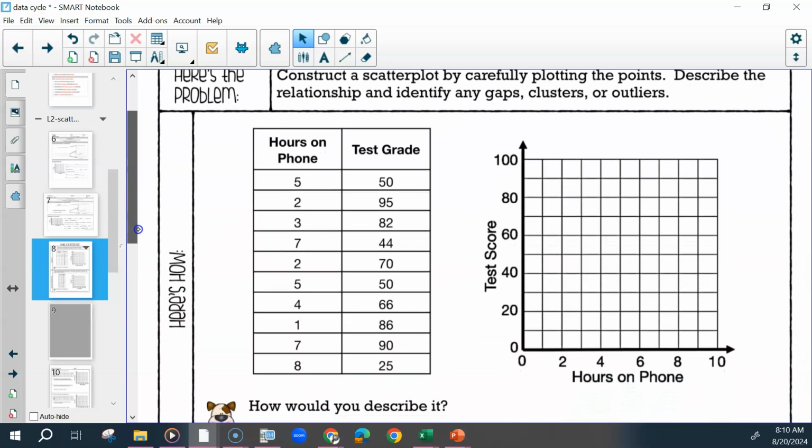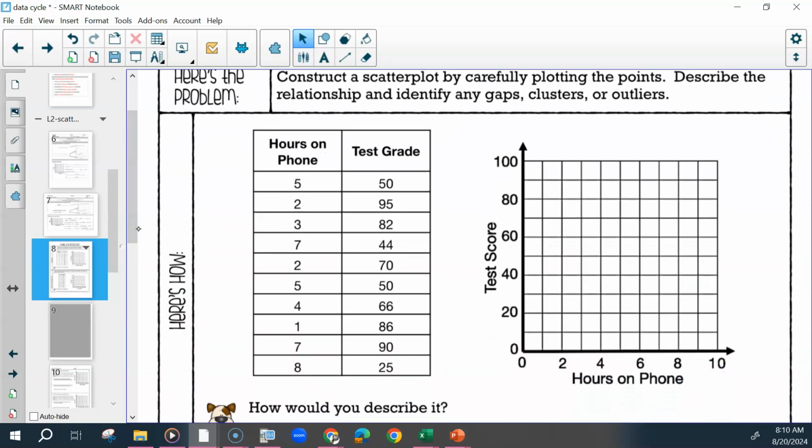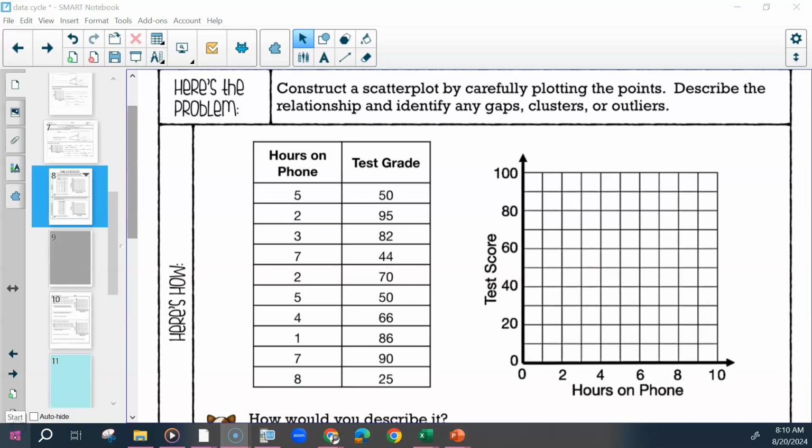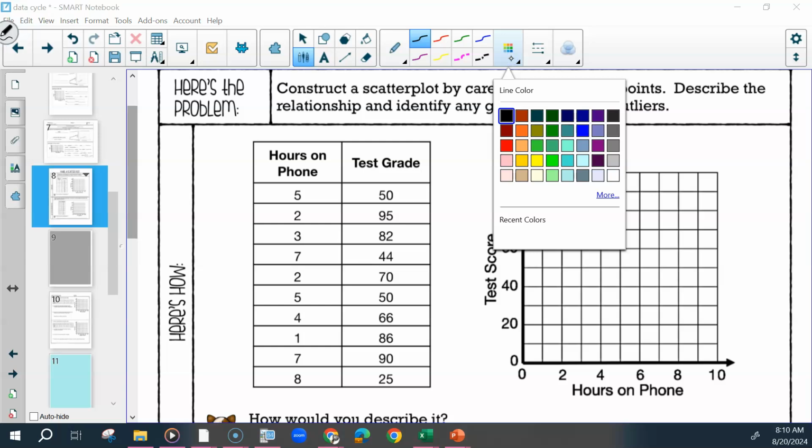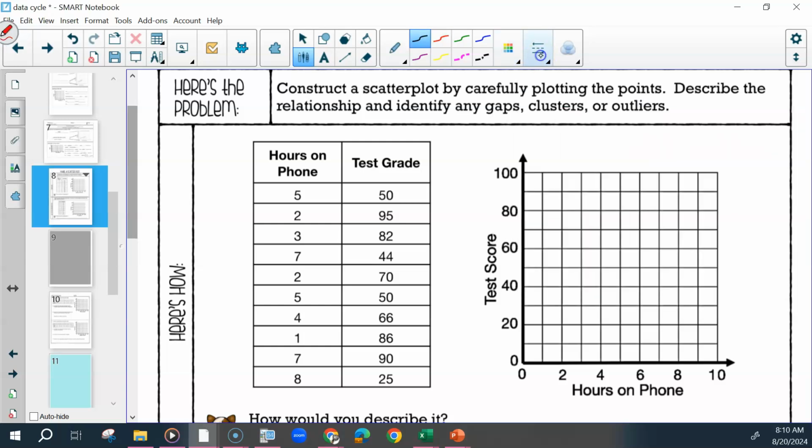Alright, so we're going to take a scatterplot, we're going to construct it, so this would be like collecting or acquiring data. We kind of acquired data in this. And then we're going to describe the relationship, going back to organizing and representing the data. So that's what we're doing here in the scatterplot. The hours on the phone is going to be my x-axis, and then the test grade or the test score is going to be my y-axis. And I'm going to put these to the best of my ability on this.